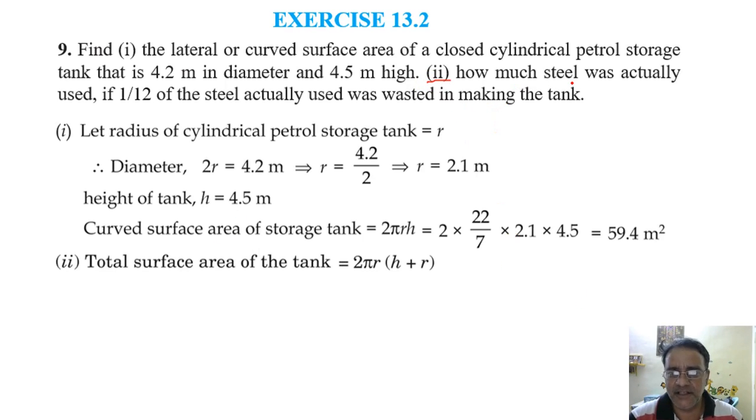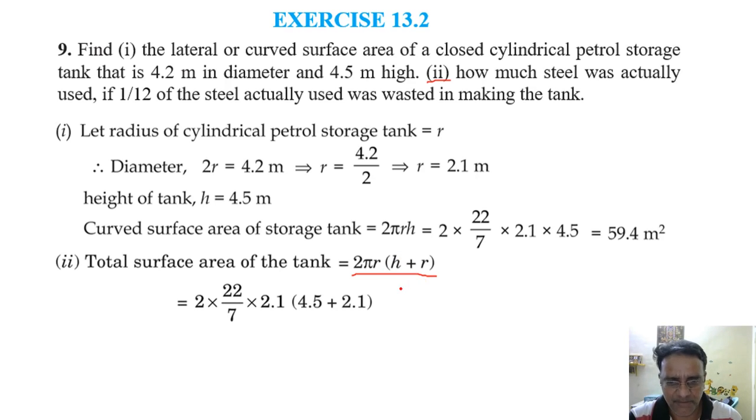How much steel was actually used? So the total steel used for the tank is the total surface area. Okay, that is 2 pi R into R plus H or H plus R. Now we'll substitute the value here. 2 into 22 by 7 into 2.1 bracket 4.5 plus 2.1. Okay, now we have to find this value.